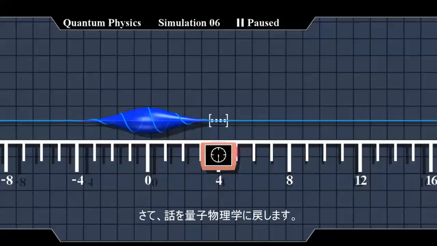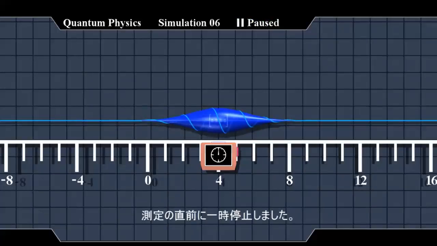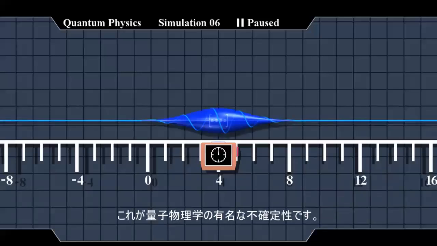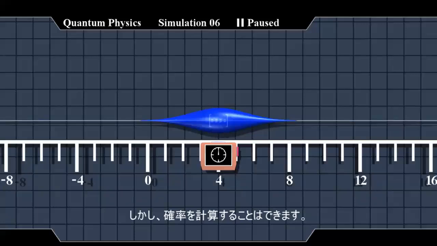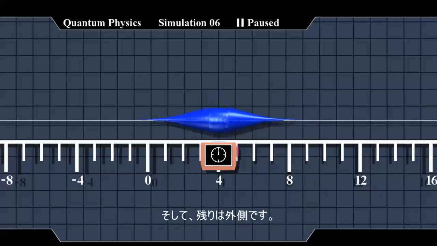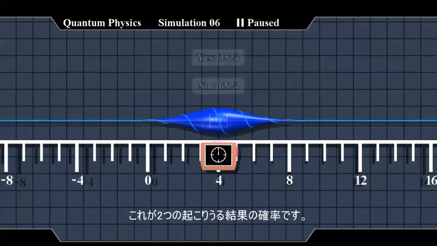And now back to quantum physics. We paused just before the measurement. Can we now predict the result? The wave function doesn't tell us if the particle is inside the range or not. This is the famous indeterminism of quantum physics. But we can calculate probabilities. The volume of this slice is 35% of the total volume of this shape, and the remainder is outside. These are the probabilities of the 2 possible outcomes.